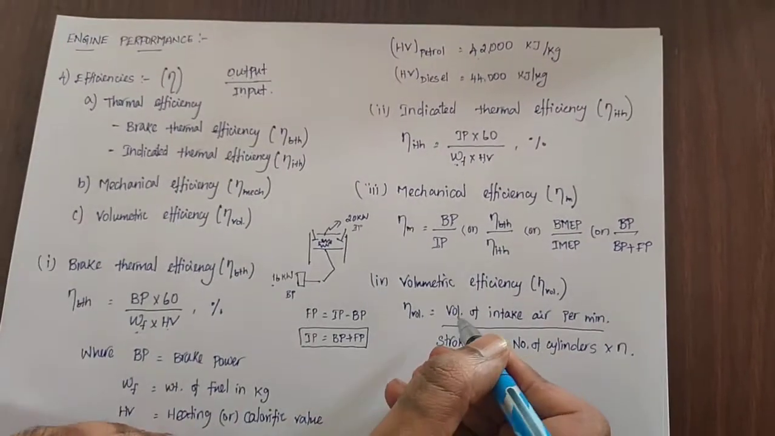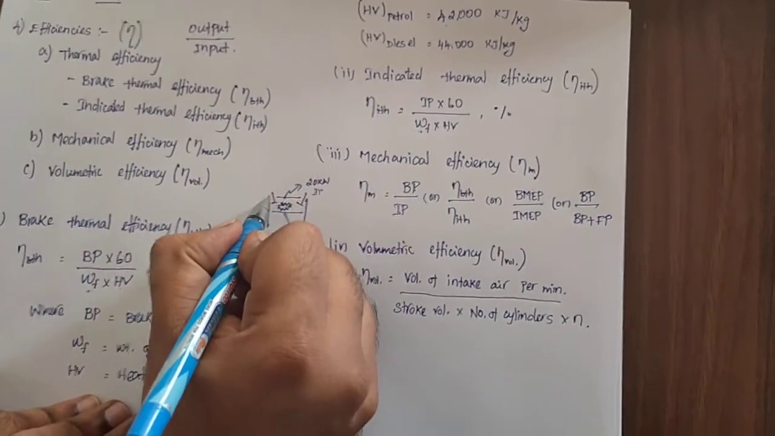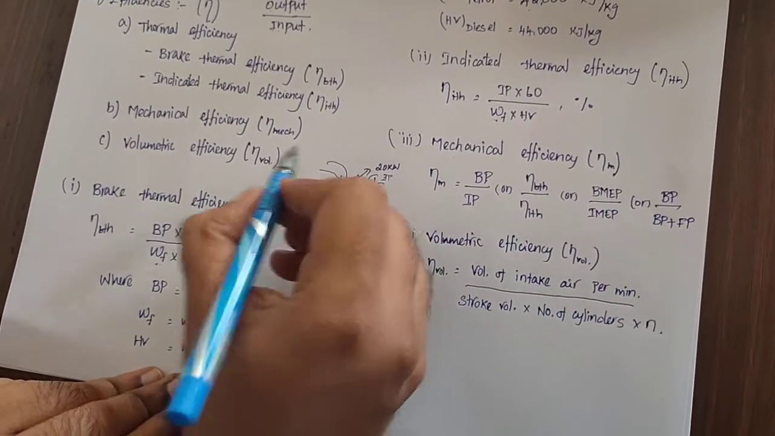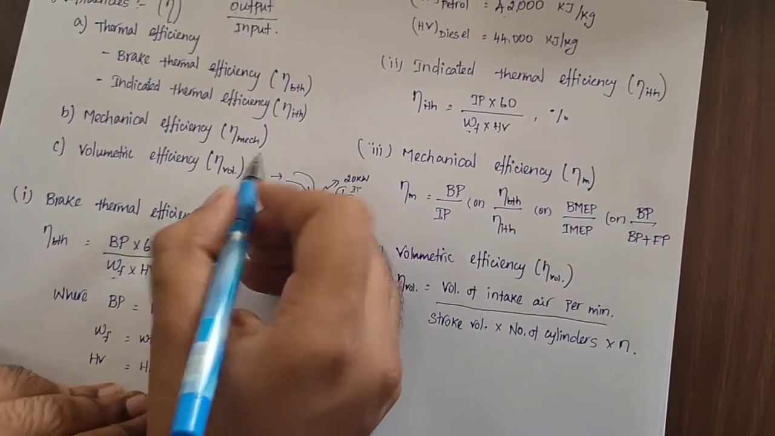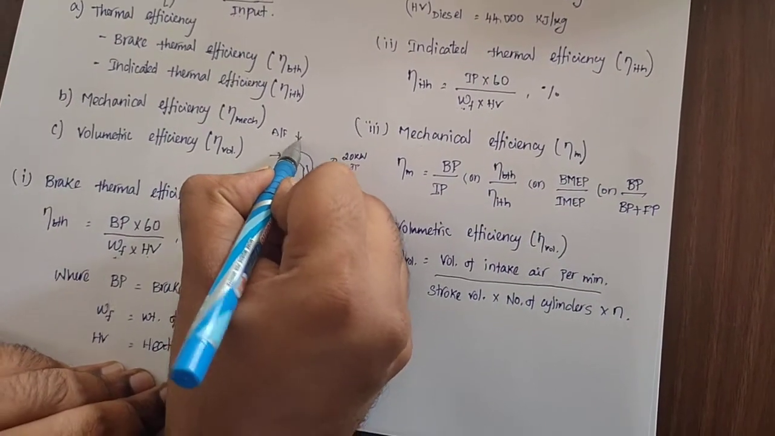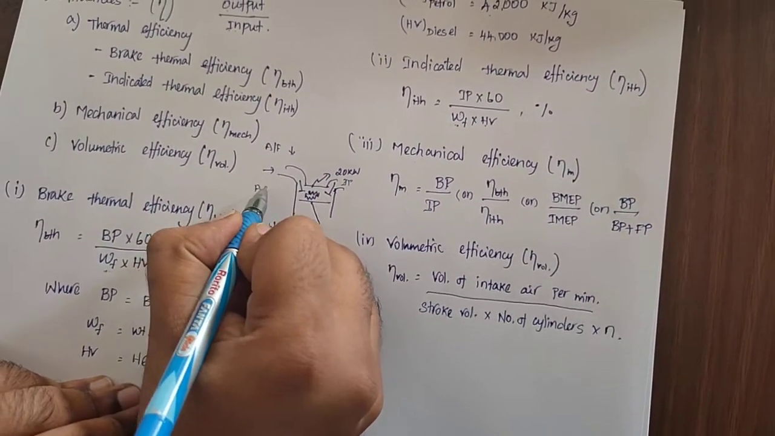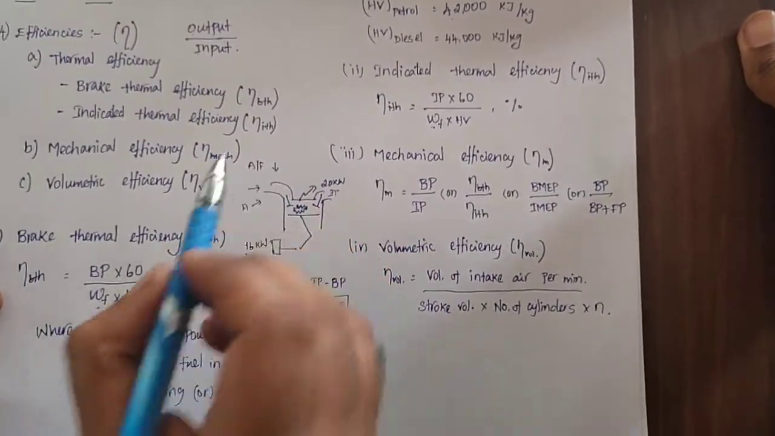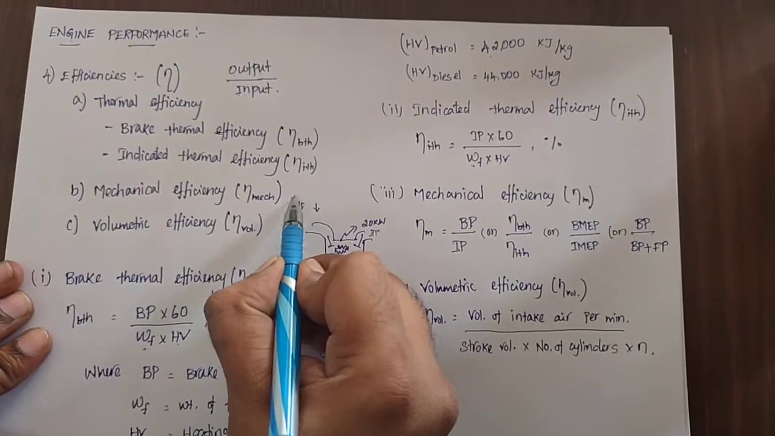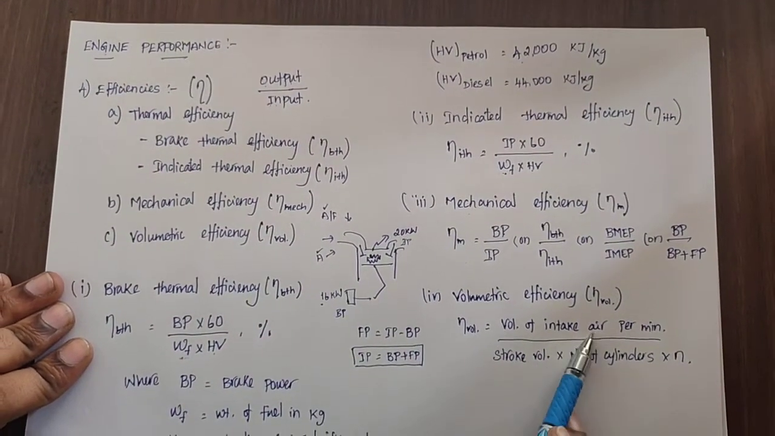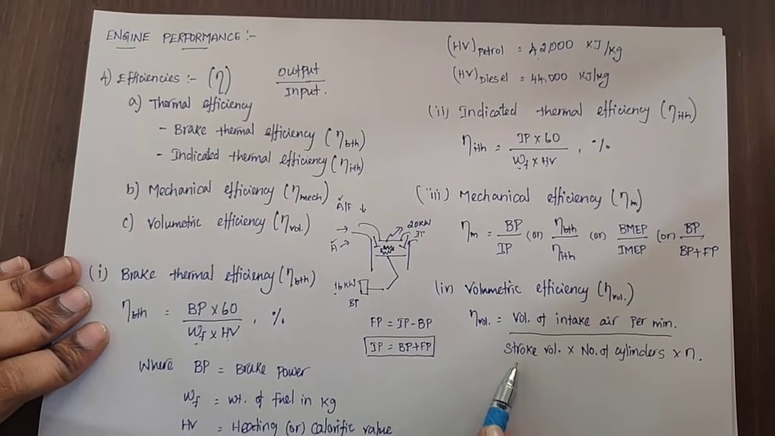We know that this is the inlet valve and this is the exhaust valve. For a petrol engine, both the air-fuel mixture will be coming inside. In the case of a diesel engine, only air will be inducted. For both petrol and diesel engines, we will be considering only the air for volumetric efficiency, via the inlet manifold. So it is the volume of air at intake per minute divided by stroke volume.